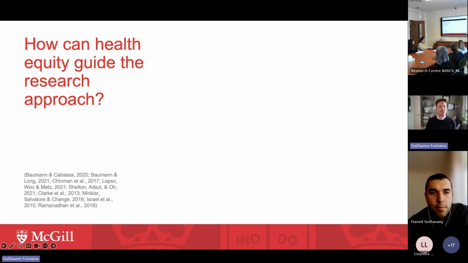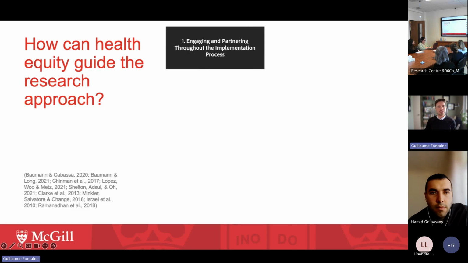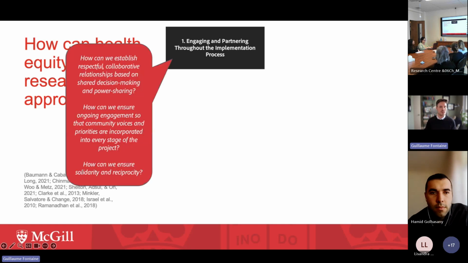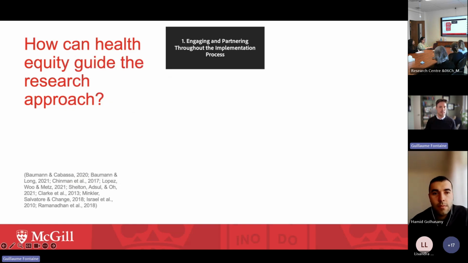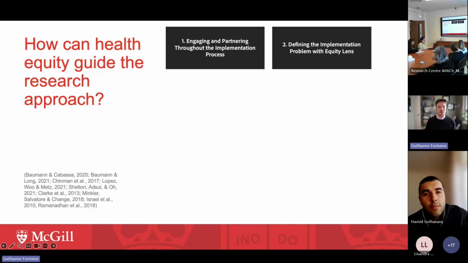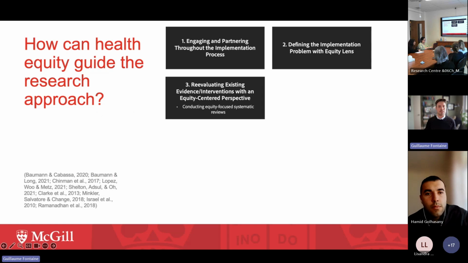So how can health equity more specifically guide the research approach? Beyond key principles, what we actually need to do is engage and partner throughout the implementation process with the key communities. So, establishing collaborative relationships with the groups that we're working with, making sure that we have proper systems for communication and reciprocity. We also need to define the problem with an equity lens. I'm going to talk a bit more about that. We can also reevaluate existing evidence or existing interventions to see if those were designed with an equity lens. That's something that we can do through evidence synthesis and systematic reviews.